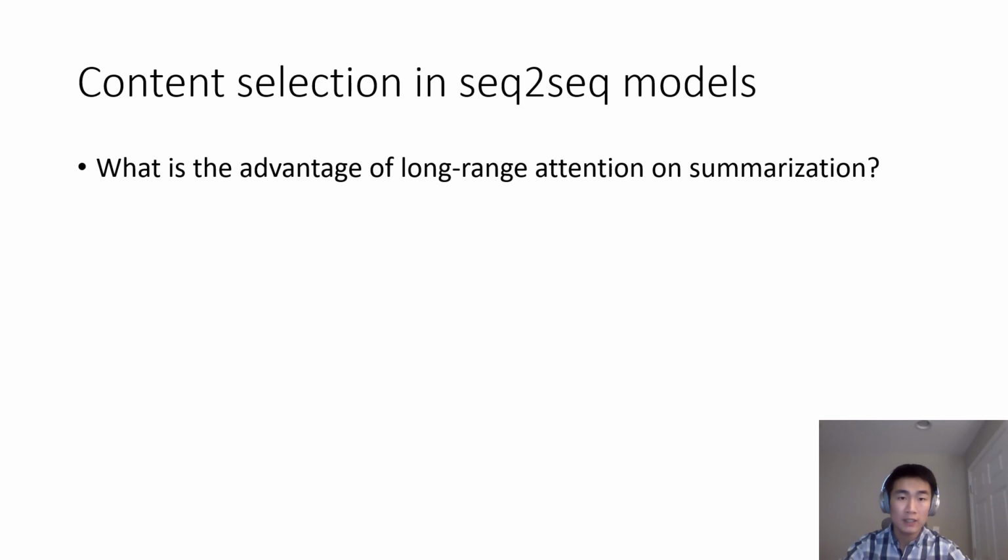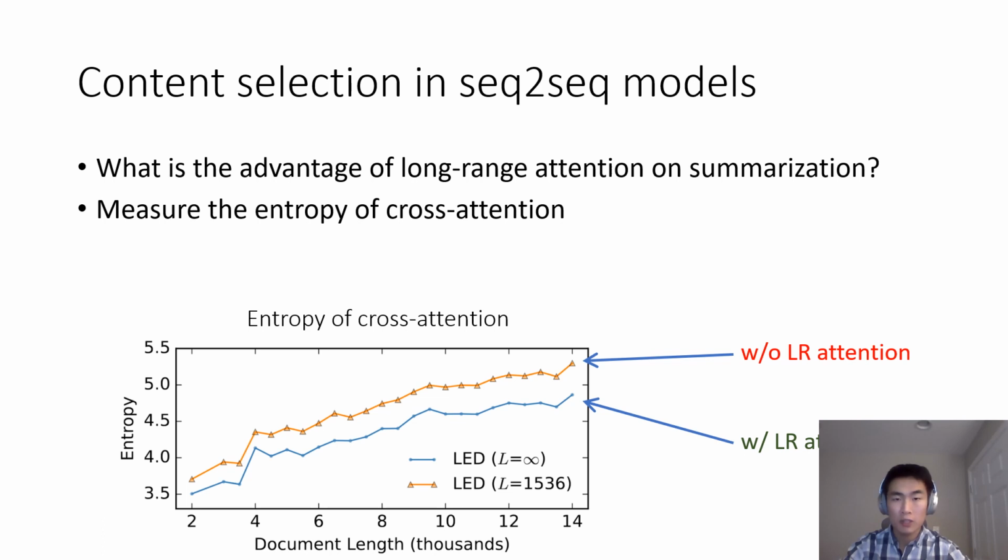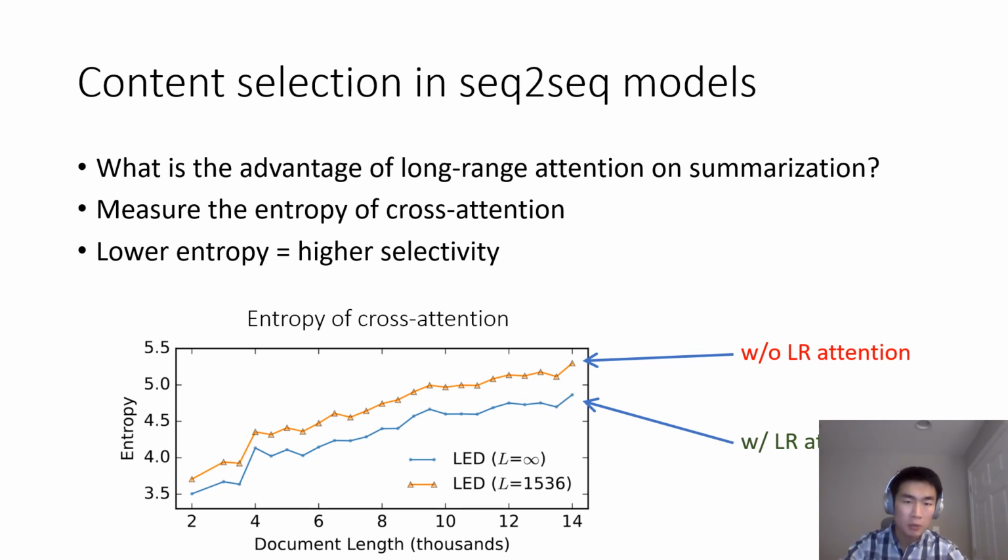Moreover, we want to investigate the advantage of long-range attention on summarization. We try to measure the entropy of the cross attention with and without long-range attention. In the diagram below, the blue bar is the entropy with long-range attention, and the orange bar is without long-range attention. We can see that long-range attention brings consistently lower entropy, which can be translated into higher selectivity on the source side attention. It is reasonable because we believe that a good summarizer should skim over the whole document but focus on certain areas, and the long-range attention enables the summarizer to do so.